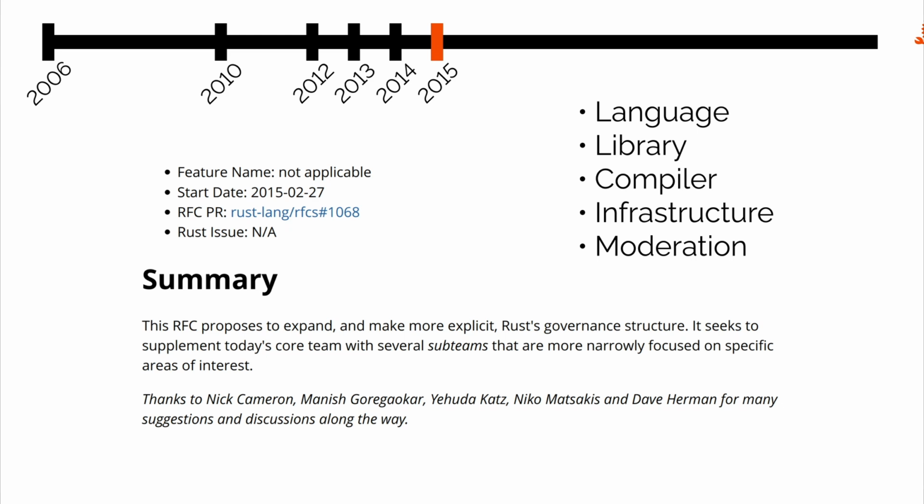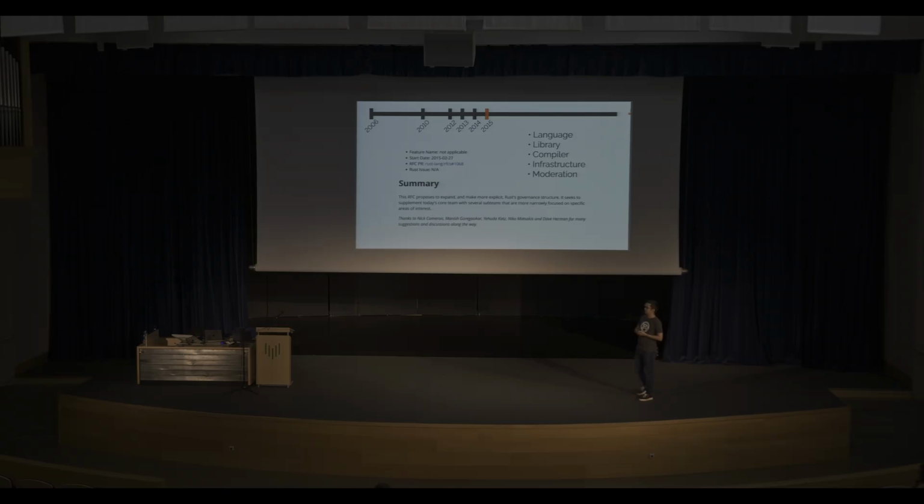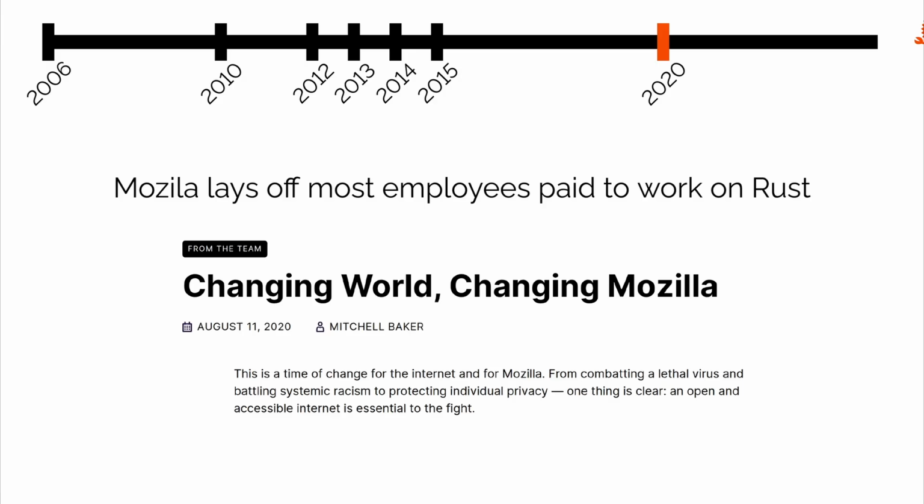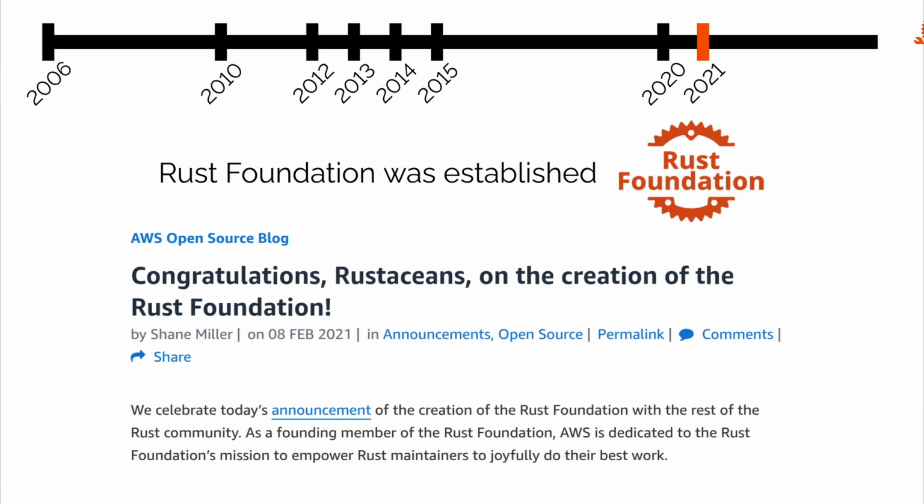Now, this was working fine for a few years, and those people were paid by Mozilla, but Mozilla didn't actually have, I would say, large influence over the language. But in 2020, Mozilla kind of ran out of money, and they couldn't afford to pay those people anymore. So Rust had to become self-sufficient very quickly. So the next year, the Rust Foundation was established, which is a non-profit organization designed to support the project.